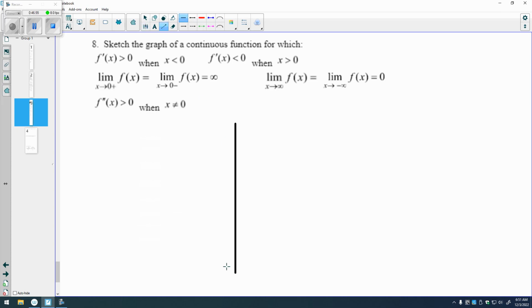Try it again. I have no points this time. All right, let's just start working our way through all the information. My original function is increasing when it's less than 0 and decreasing when it's greater than 0. My function is increasing on this side, decreasing on this side.